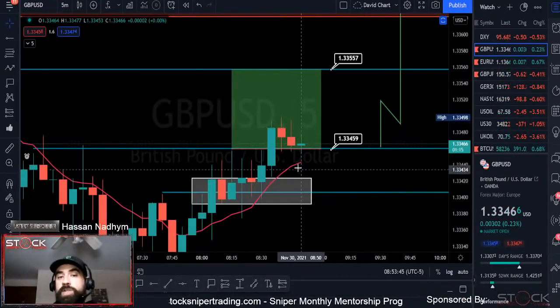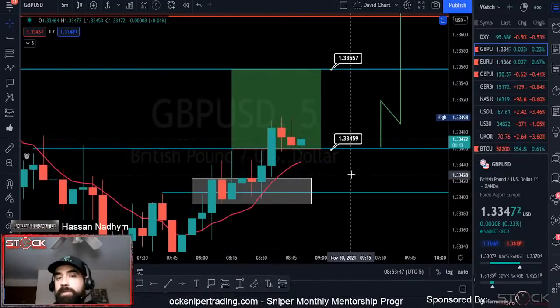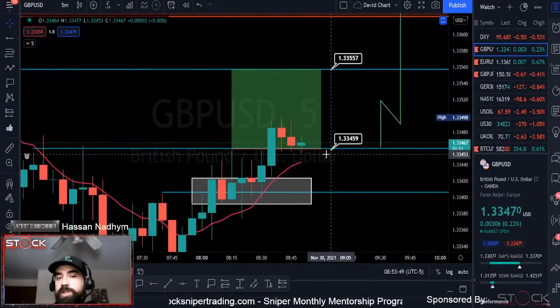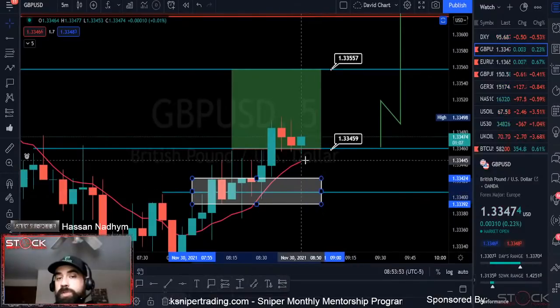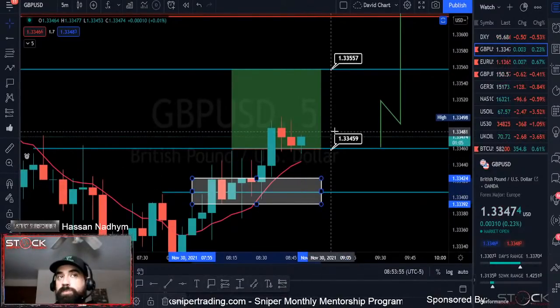Okay, guys. So GBP USD, you can see now it's starting to slowly get a little bit of rejection here. If it pumps back down here, you're going to go into a bit of a drawdown. But if it holds support, you're going to see it walk back up.